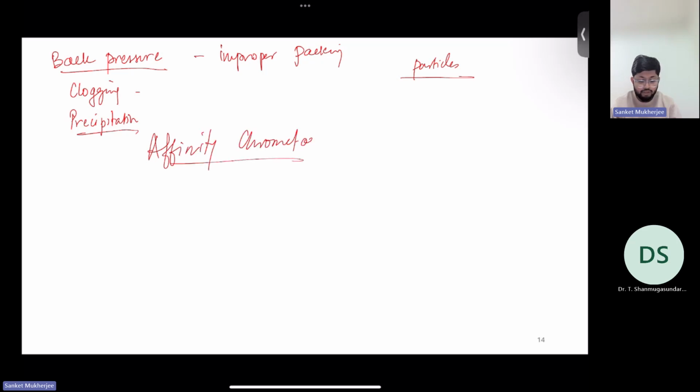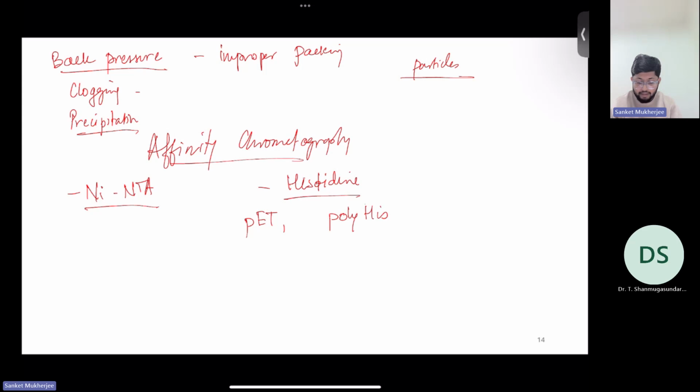In this case, the most commonly used is nickel NTA chromatography. It has beads which have nickel, or even cobalt in certain cases, that has high affinity towards histidine. It's an amino acid. So usually you must have seen in pET vectors, there is a polyhis tag in a protein. You tag the protein with histidine, and this will basically bind to the nickel. And this affinity function can be used to purify your protein of interest in this way.